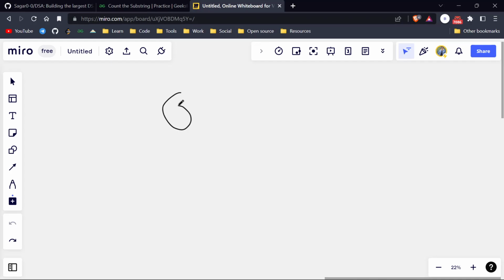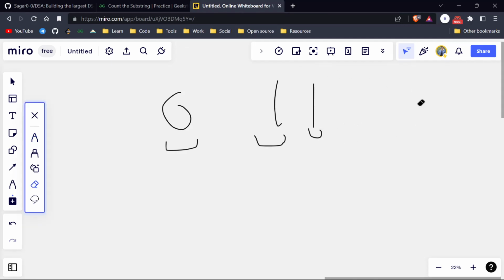So for this example, 0 1 1, first of all we will check all the substrings. This is our first substring and the number of zeros is more, so we cannot count it. The number of ones should be greater. After that, this is our next substring, which has more ones than zeros. So count is one. And after that, this one, so count is now two.